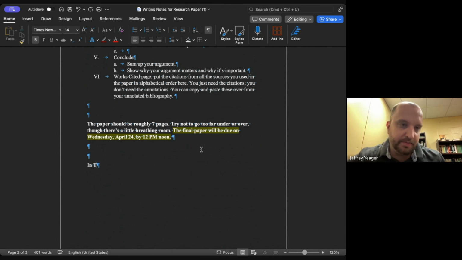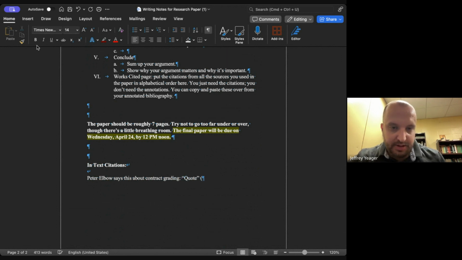I should also mention, just to remind you, the way that you cite inside the text. Let's say I mentioned the author's name in the sentence. Peter Elbow says this about contract grading. Quote. And then I would put the page number in the parentheses, and then the period goes after the parentheses. So if you state the author's name in the sentence, you actually don't have to put the author's name in the parentheses.